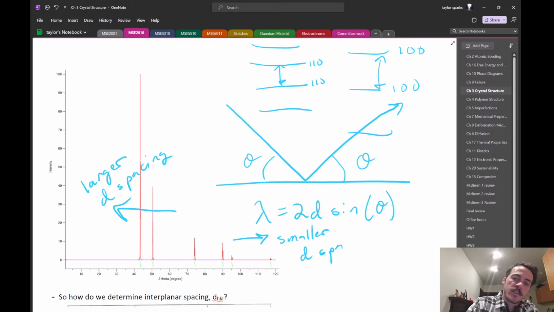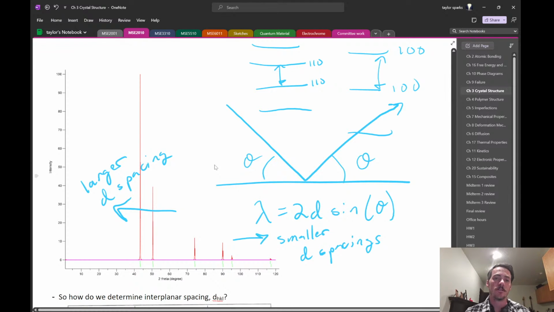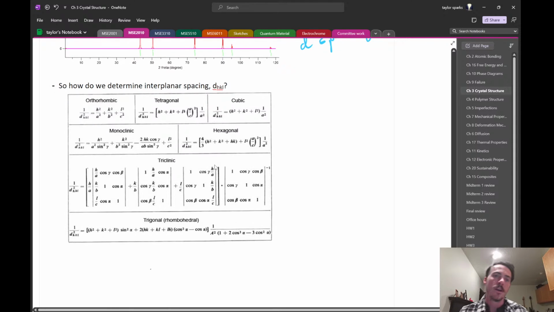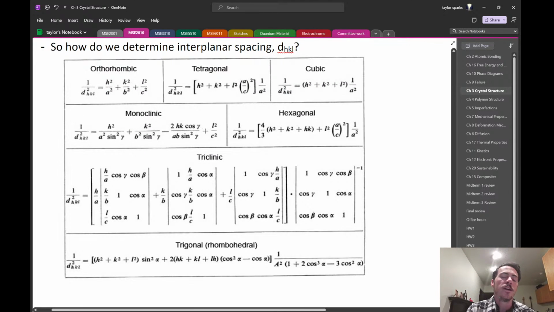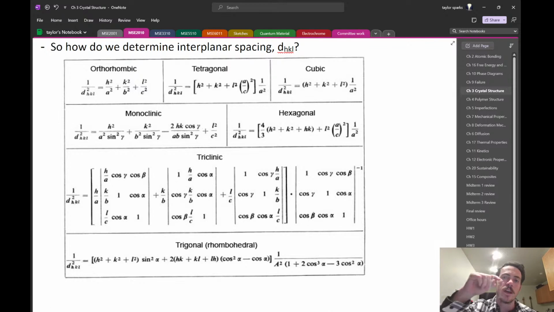But the fact is that your material is going to have a fixed number of these reflecting planes, distances between planes, that will cause reflection. And we leverage that to characterize materials, because you can calculate where they ought to be. For different material systems, here's the nasty looking equation table. It shows you how you calculate that d spacing for any given HKL plane.